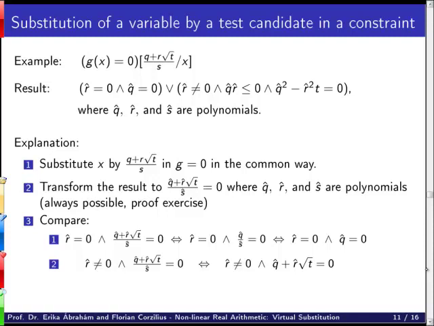We can again get rid of this s because it is a denominator which is not 0, and this numerator must be 0 then. And finally, we can produce this formula, which means the absolute value of q hat and r hat times square root of t must be the same if r and q have different signs.